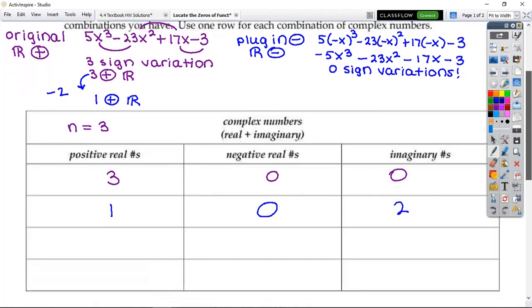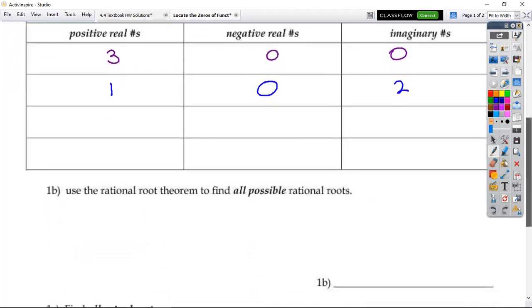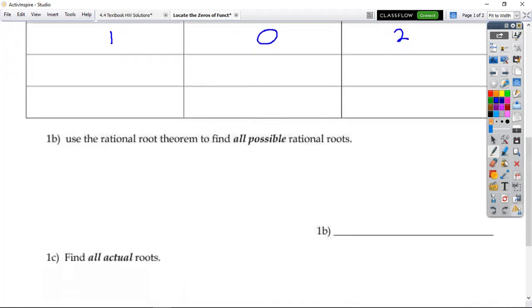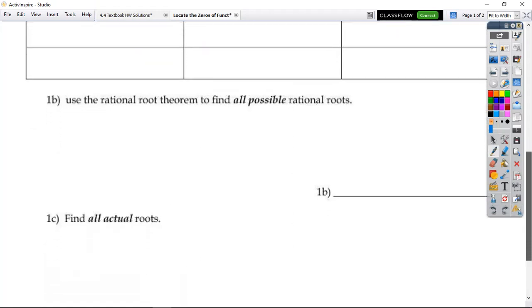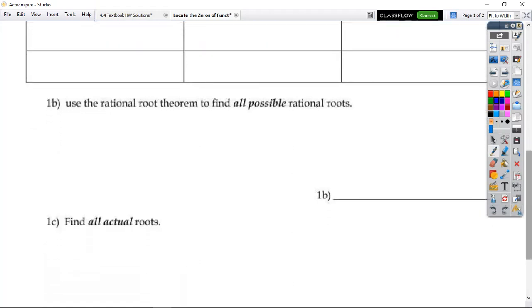So now let's go down. Let's make our list of possible rational roots from yesterday. And then we'll do a test here, but we're only going to test the ones that we've consolidated. So use rational root theorem to find all your possible rational roots. So everything that's possible here means p divided by q. So factors of p divided by factors of q. You're going to generate the list, and then we're going to cross off the ones we ruled out because of Descartes.